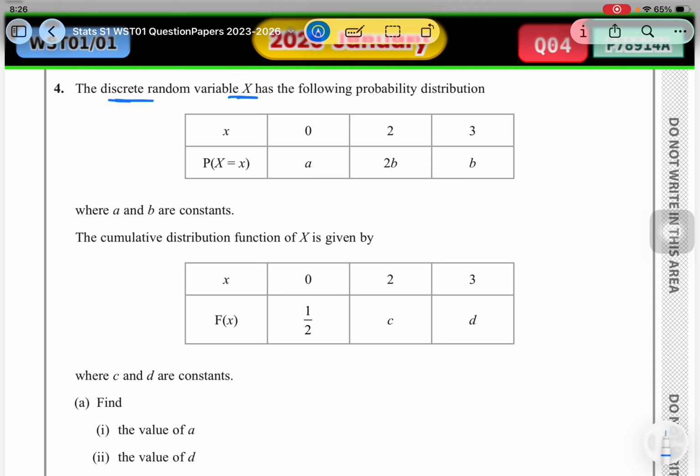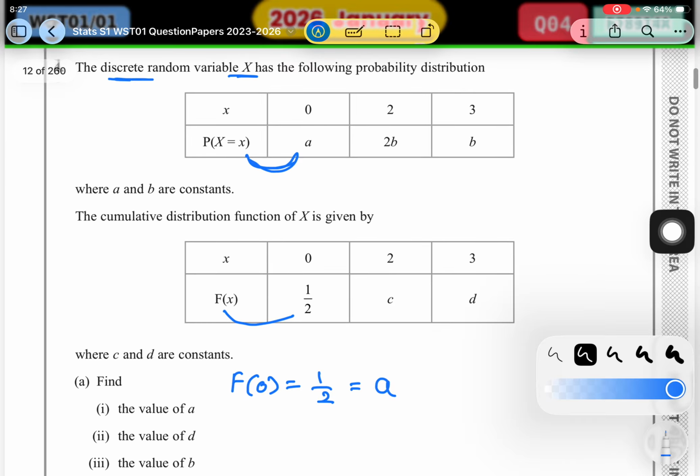So what we can do is, when we have a probability function, f of 0 is half. So here it's quite easy to get, because F(0) is half, which means when x is 0 the probability is a. So this will straightforwardly tell you a is going to be half.